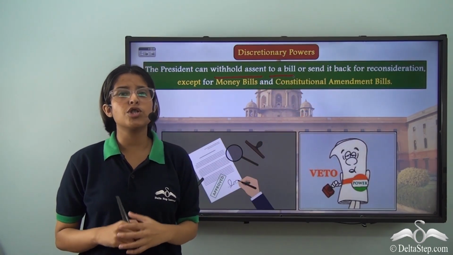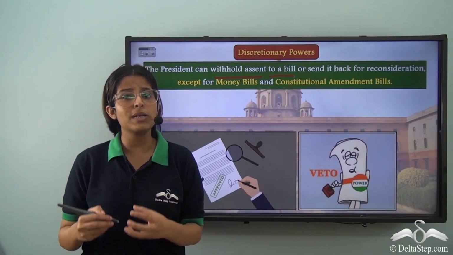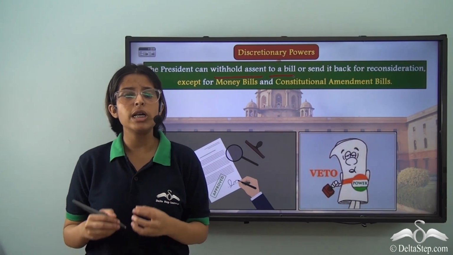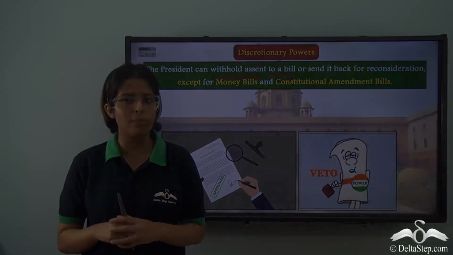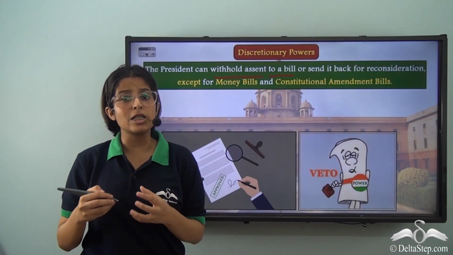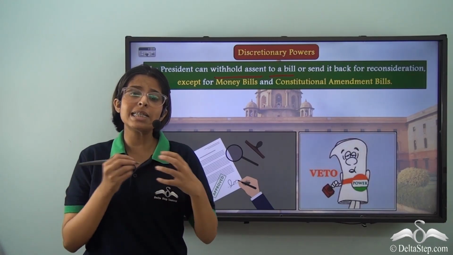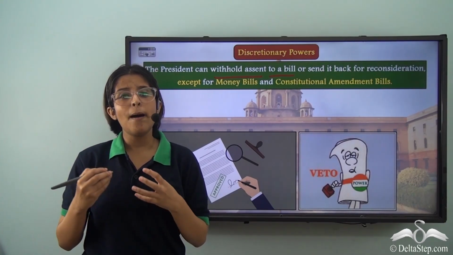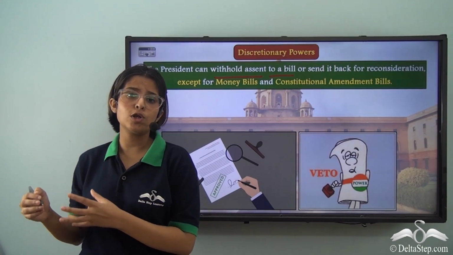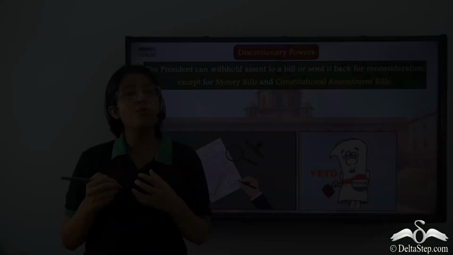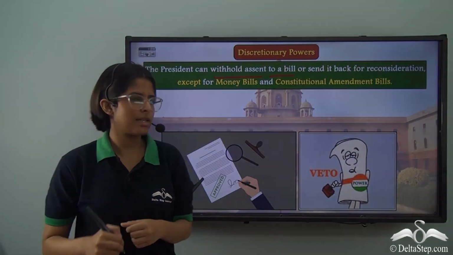Now, the constitution doesn't give the president a specific time frame within which he has to give his assent to a bill. So, if the president does not assent to a bill or doesn't reject the bill or doesn't send it back for reconsideration, but indefinitely holds on to the bill, he can prevent the bill from being passed.